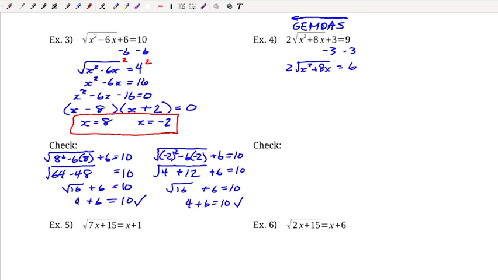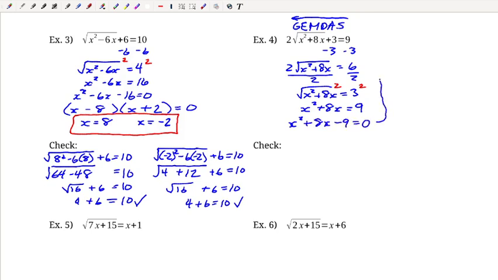And then I'm going to get rid of my multiplication division. So this 2, I'm going to divide both sides by 2. Then I've got square root of x squared plus 8x is equal to 3. Get rid of my square root by squaring both sides. So what have I got now? I've got x squared plus 8x equal to 9. And just like the last one, I'm looking to move my 9 over and factor. So I've got x squared plus 8x minus 9 equals 0.